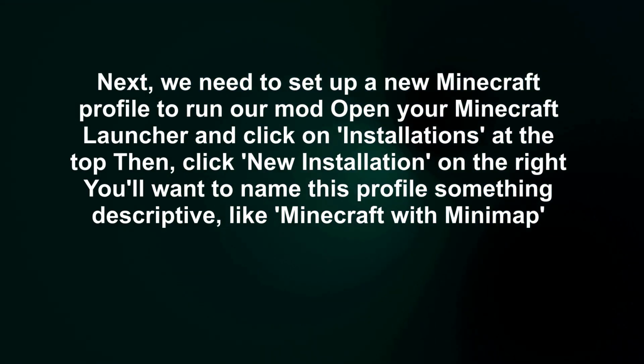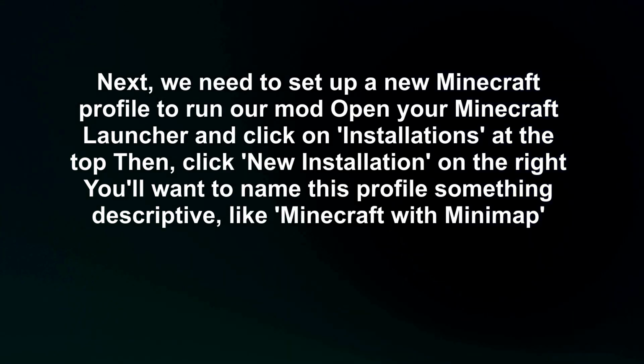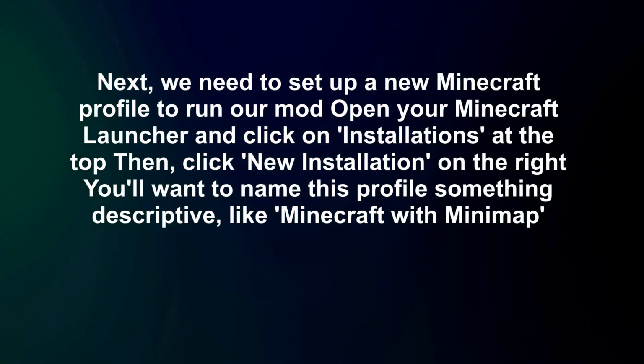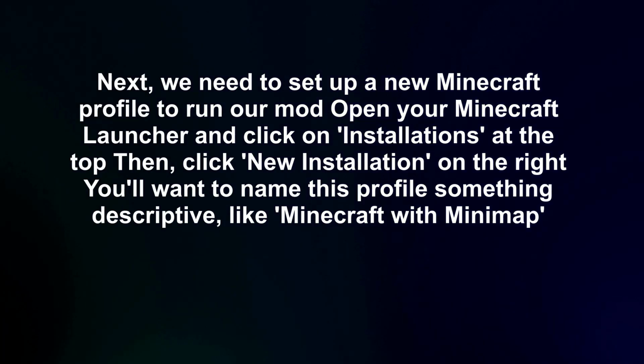Next, we need to set up a new Minecraft profile to run our mod. Open your Minecraft launcher and click on Installations at the top, then click New Installation on the right. You'll want to name this profile something descriptive, like Minecraft with Minimap.